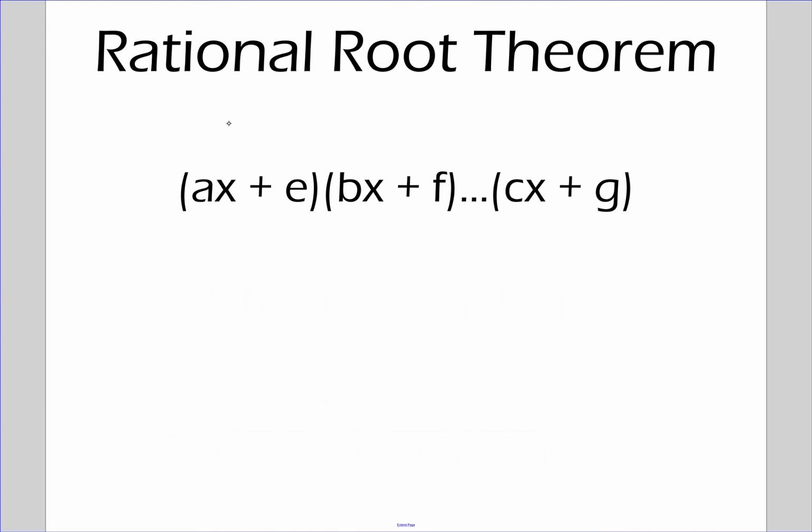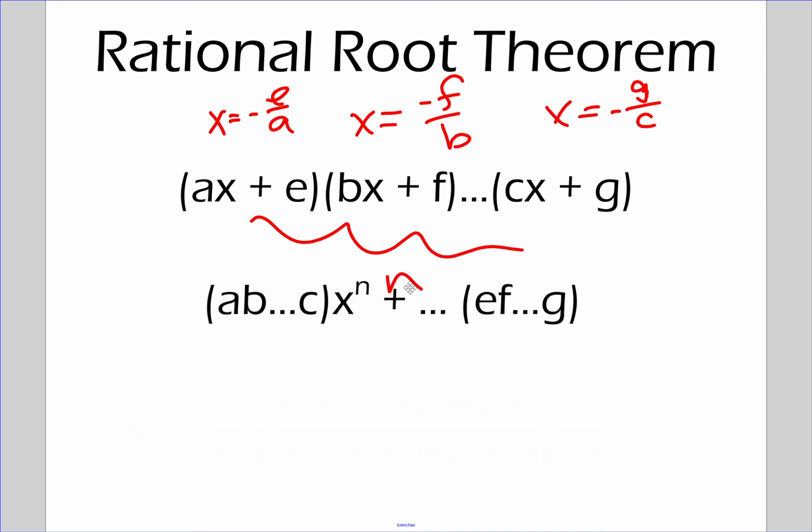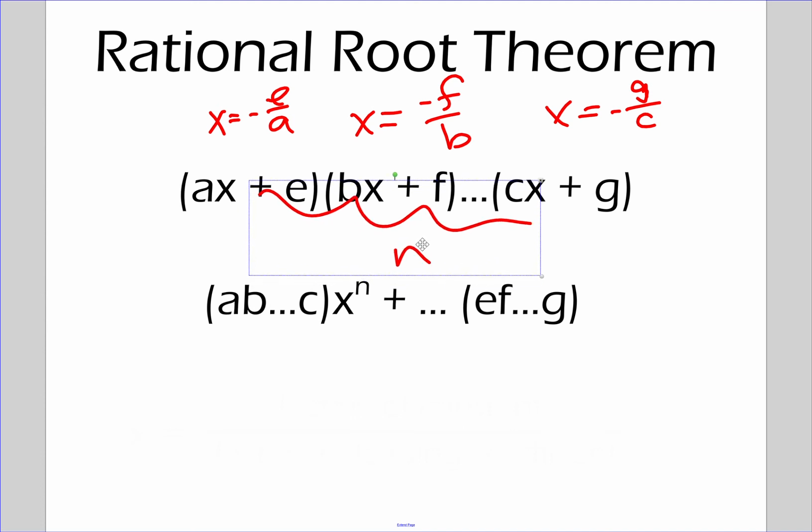But we could solve each of these and see what the zeros are. This one we'd subtract e and divide by a, so we get negative e over a. This one we would get negative f over b, and this one we would get negative g over c. Let's just say there's n of these, so we have some sort of polynomial like this.